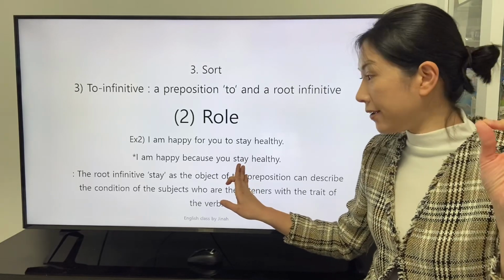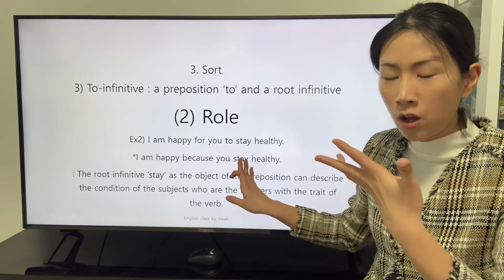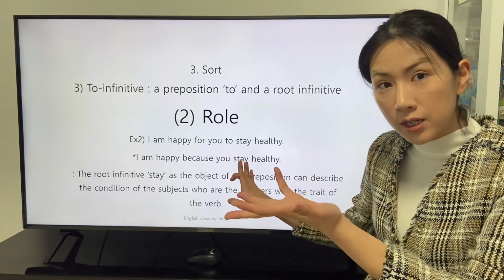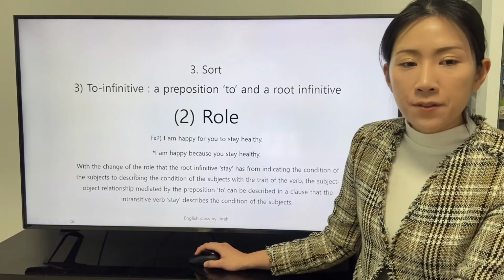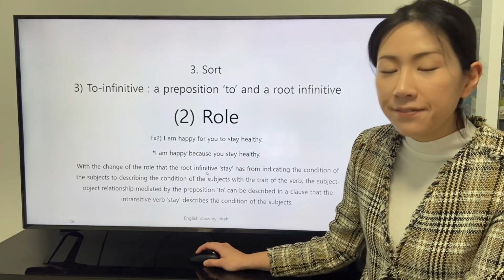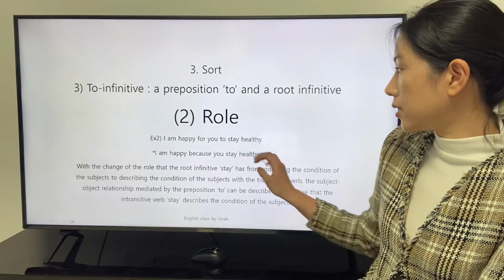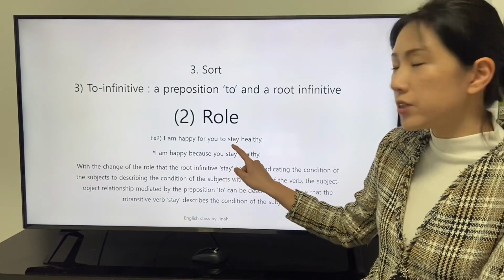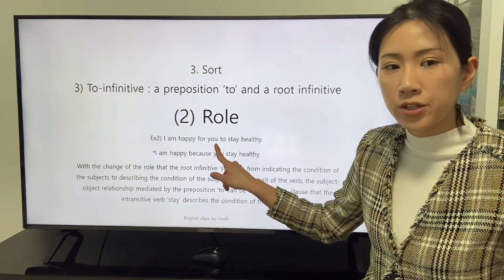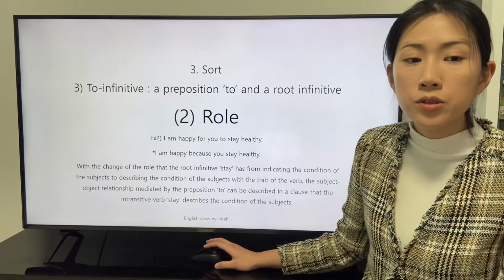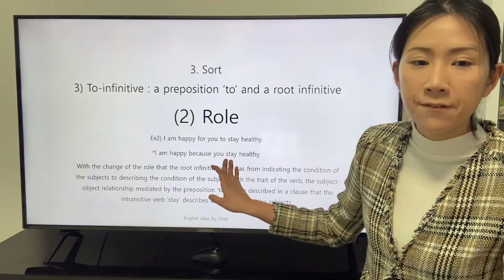The root infinitive stay can be applied as a descriptive word, as a verb in this, with the change of the role that the root infinitive stay has from indicating the condition of the subject. The root infinitive in the clause indicates the condition of the listeners. Two: describing the condition of the subject with the trait of the verb.